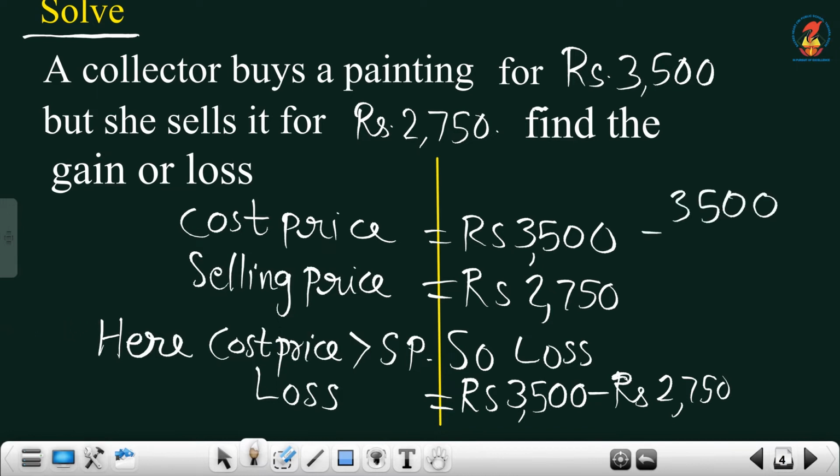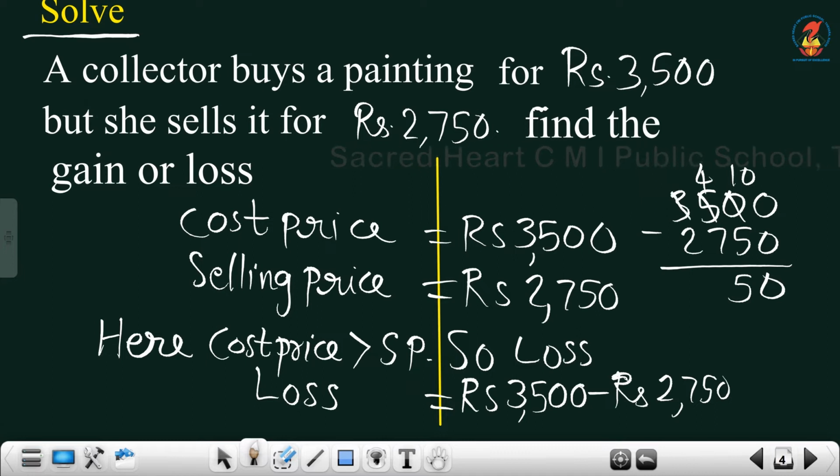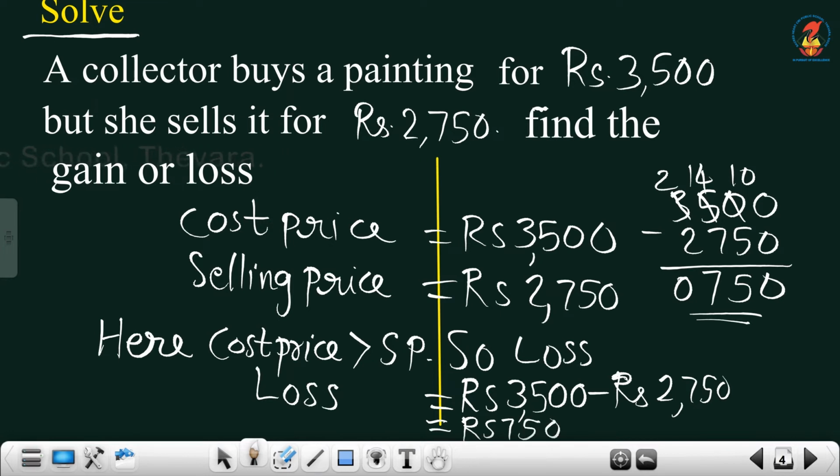3,500 minus 2,750. We need to borrow 1 from here, and 5, again 4 is less than, so we need to borrow 1 from here, it will become, and 7. Okay, and answer is what? Rupees 750. Answer is rupees 750. Is it clear?